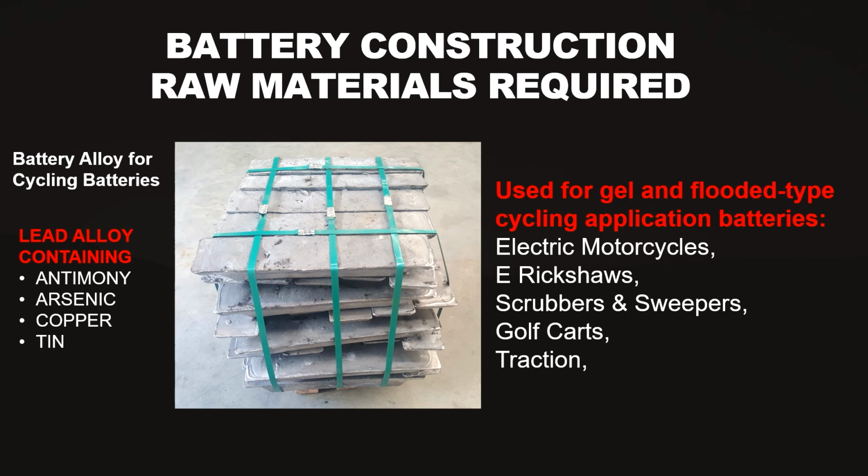Here the antimony content is relatively higher because we want a better charge acceptance as well as corrosion resistance. After all, these batteries are charged and discharged daily. As I mentioned, the alloy is used to make the grid, whereas the active material is lead suboxide. Now let us see the function of lead suboxide.